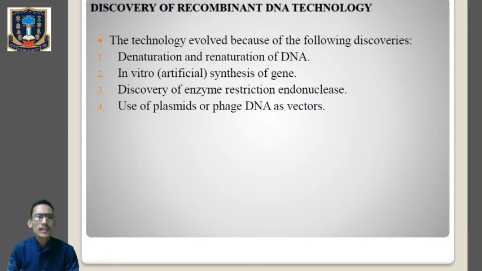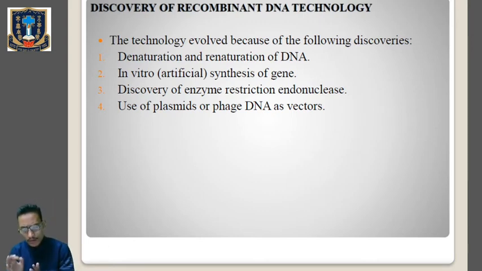Now what do you mean by denaturation and renaturation of DNA? Try to recall what you have learned in class 10 and class 11. We all know that DNA is a double-stranded molecule, with two strands. Within the DNA, we find different base pairs: adenine, thymine, guanine, and cytosine, A, T, G, C. A will pair with T, and G will pair with C. So if in one strand there is A, and in another strand there is T, they will pair up and form a double-stranded DNA.